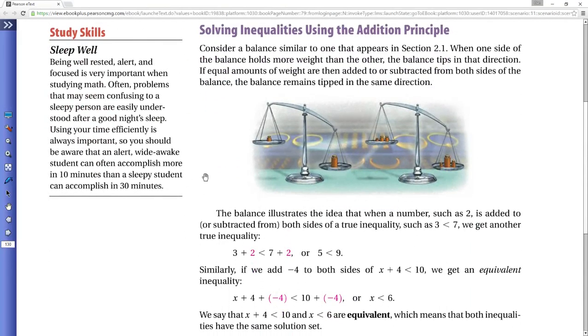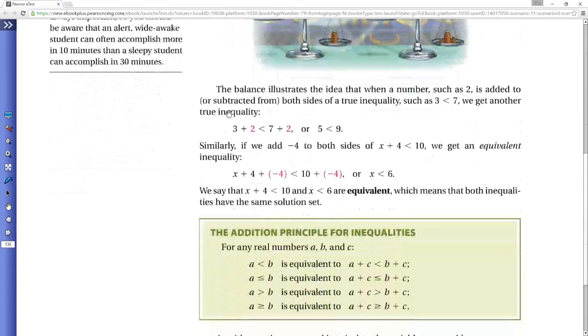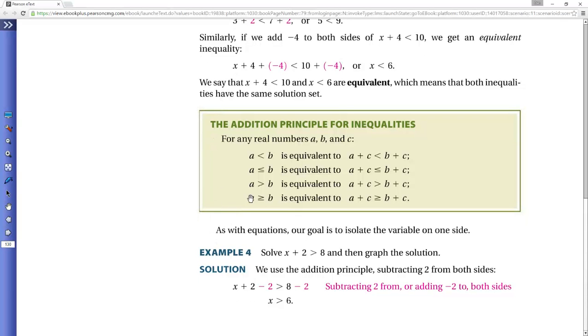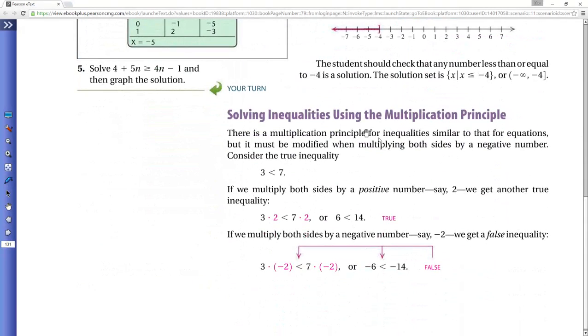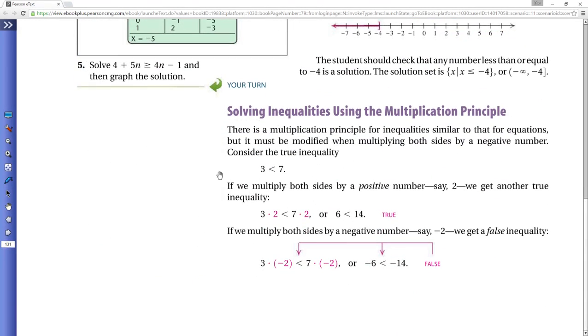Now, solving inequalities using the addition principle is just like equations, and that's what they show us. The only thing different about inequalities you have to watch out for is the multiplication principle. If you multiply by a negative, you've got a problem. It does do something to the inequality symbols. So, if I have 3 is less than 7, or 3 is left of 7 on a number line, is that true? Yeah, that's a true inequality.